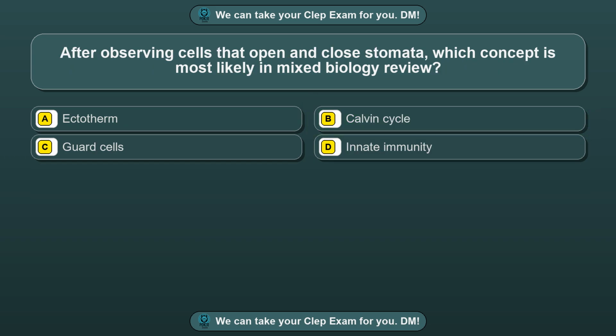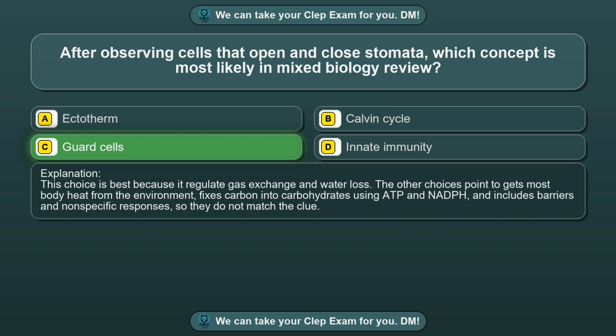Question 38. After observing cells that open and close stomata, which concept is most likely in mixed biology review? Option A, ectotherm. Option B, Calvin cycle. Option C, guard cells. Option D, innate immunity. The correct answer is option C, guard cells. This choice is best because it regulates gas exchange and water loss. The other choices point to gets most body heat from the environment, fixes carbon into carbohydrates using ADP and NAD, and includes barriers and nonspecific responses, so they do not match the clue.